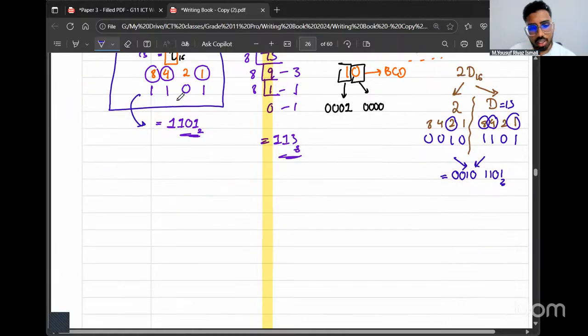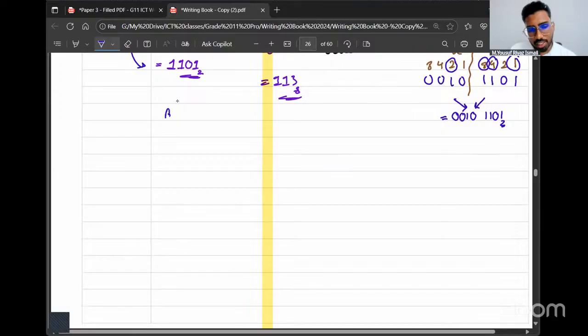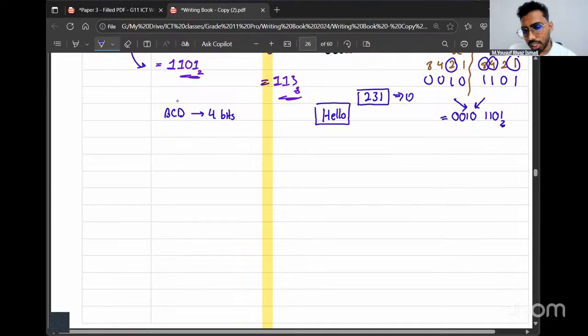The ABCD question. If you take BCD, BCD is a coding system where you represent values using 4 bits each. For example, you can't represent the word hello in BCD. But if you want to represent a number, let's say 231, you'll have to use 12 bits. Because in BCD, each digit is represented using 4 bits. So 2 is 4 bits, 3 is 4 bits, 1 is 4 bits. Total 12 bits.